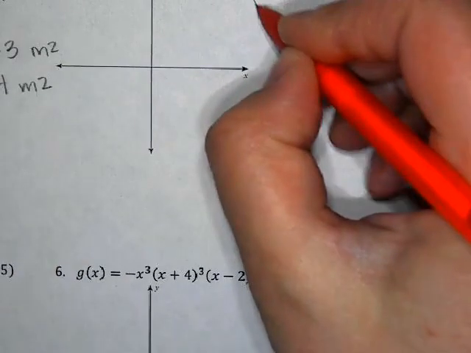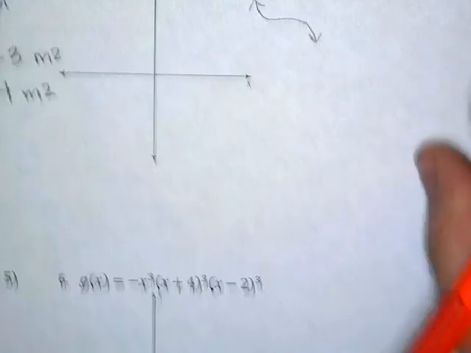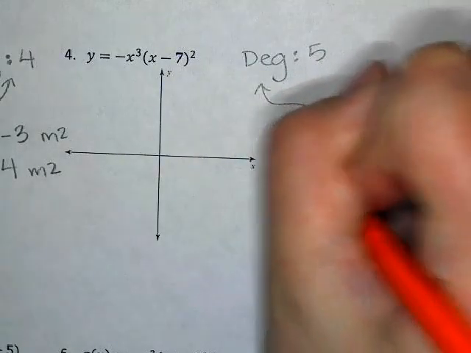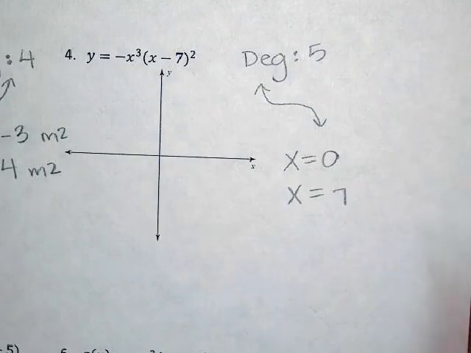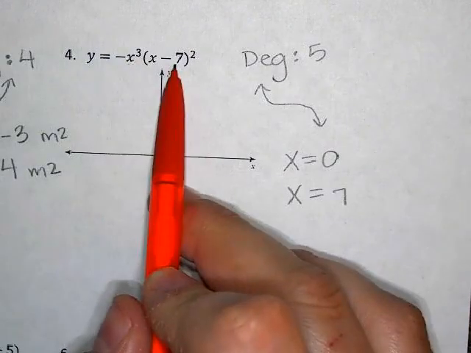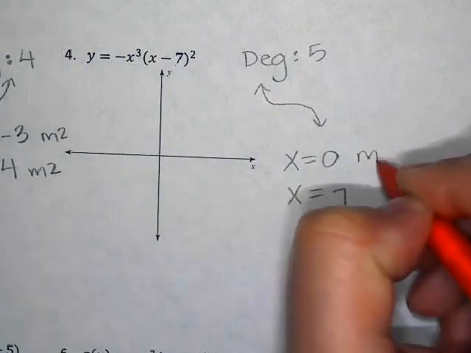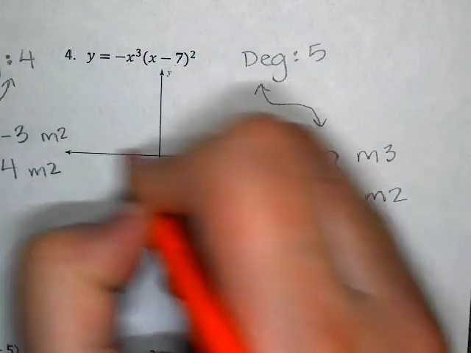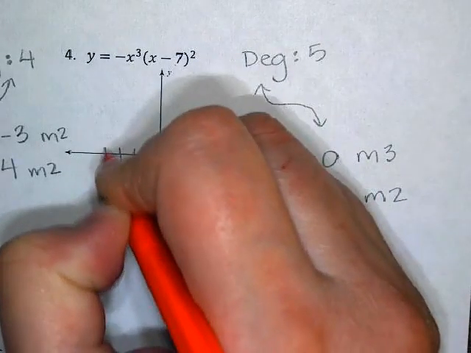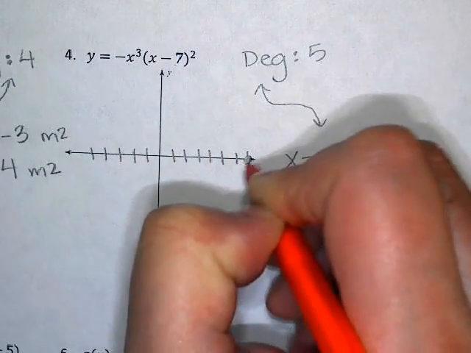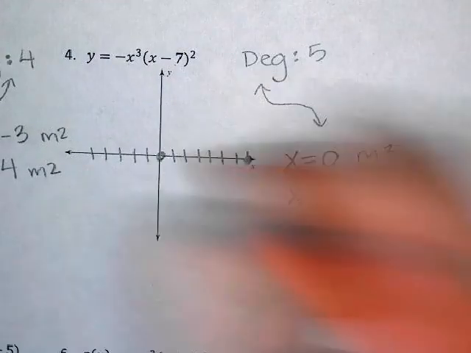What are the x-intercepts? 0 and 7. Okay. 0 has a multiplicity of 3. 7 has a multiplicity of 2. Okay. So first arrow goes up, second arrow goes down. Okay.